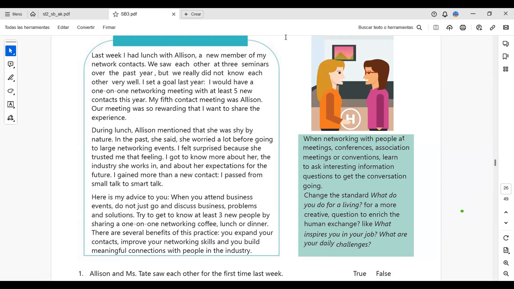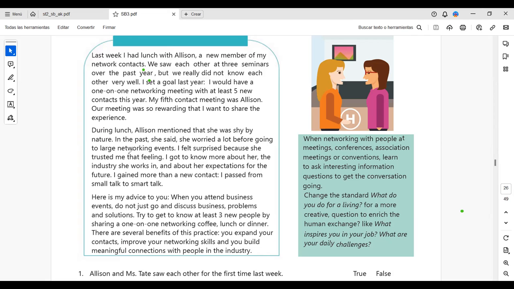Last week, I had lunch with Alison, a new member of my network contacts. We saw each other at three seminars over the past year, but we really did not know each other very well. I set a goal last year. I will have one-on-one networking meetings with at least five new contacts this year. My fifth contact meeting was Alison. Our meeting was so rewarding that I want to share the experience. Thank you very much, Jose Roberto.